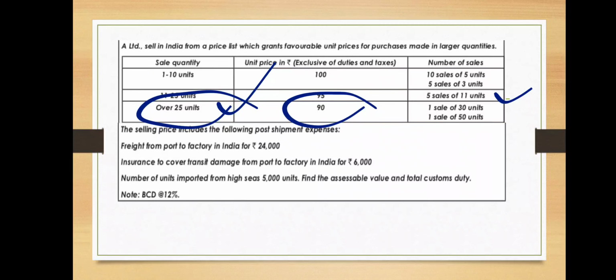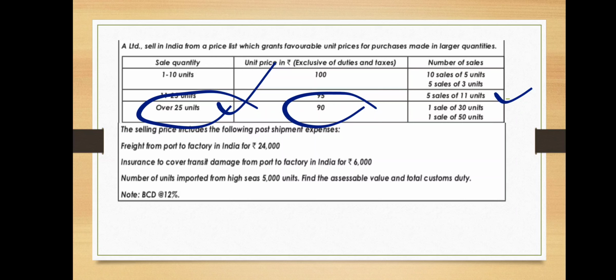So one sale of 30 units and one sale of 50 units, and as the quantity increases, the sales category they made into different prices for the different categories of goods. So one sale 30 units, one sale 50 units, it means 1 into 30, 1 into 50. So obviously you will get 80, that is the total quantity at the price. So this is the information they have given.